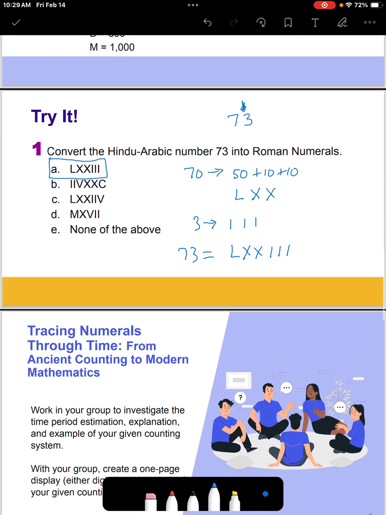Let's look at one more. Let's look at a number like 1987. Let's break it down. We know we have 1,000. We know we have 900. We know we have 80, and we know we have 7. And we've got to convert all these different places. So the 1,000 is pretty easy. That's just an M, right?